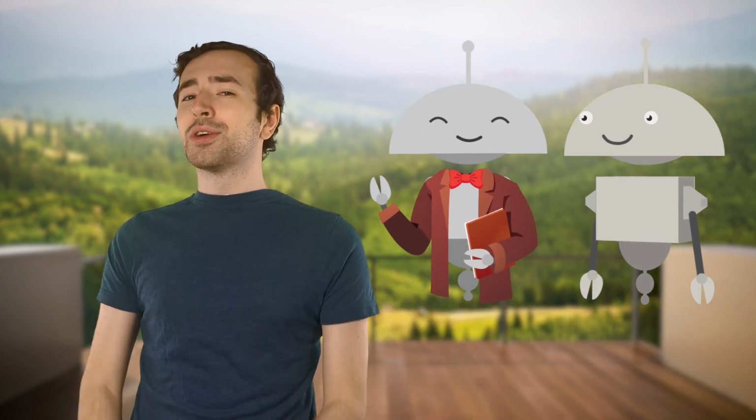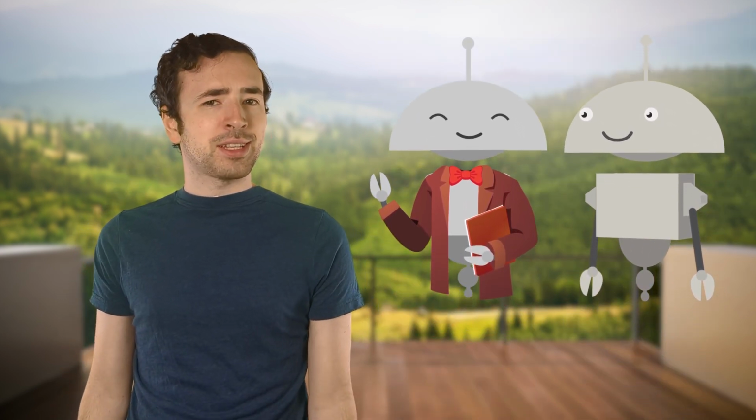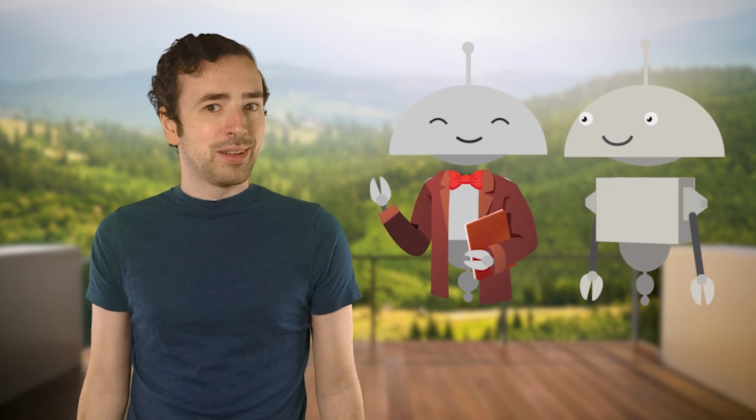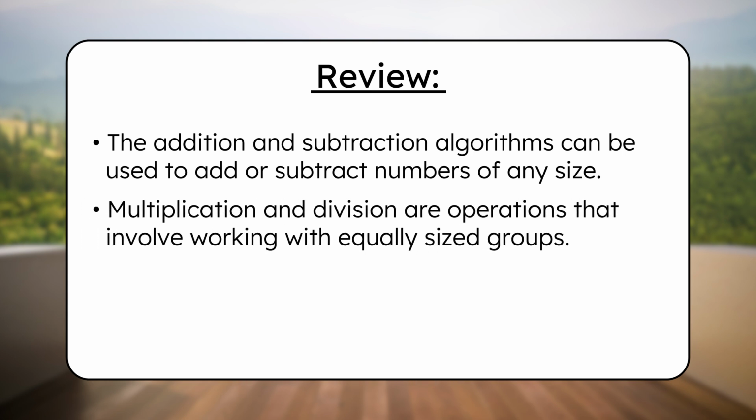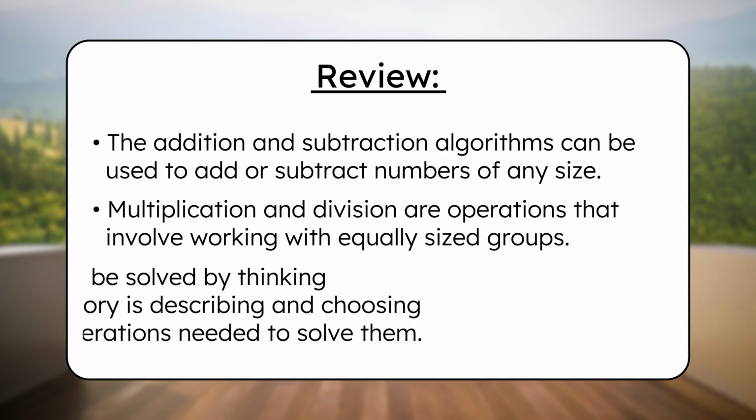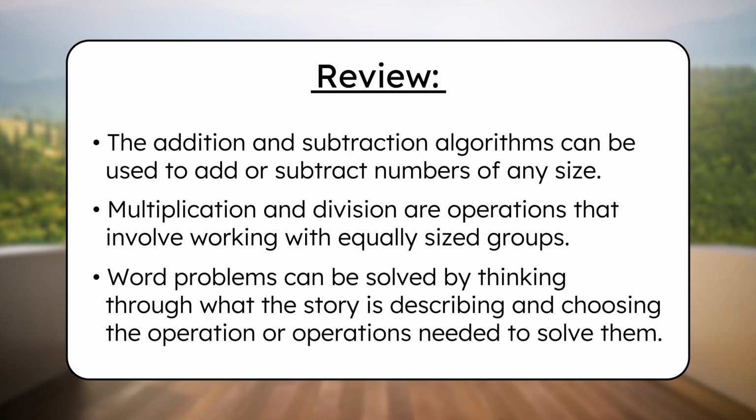So, what have we learned today, besides the fact that our math skills have literally taken us to new heights at Mathville Mansion? Well, now you know that the addition and subtraction algorithms can be used to add or subtract numbers of any size. Multiplication and division are operations that involve working with equally sized groups. You also know that word problems can be solved by thinking through what the story is describing and choosing the operation or operations needed to solve them.